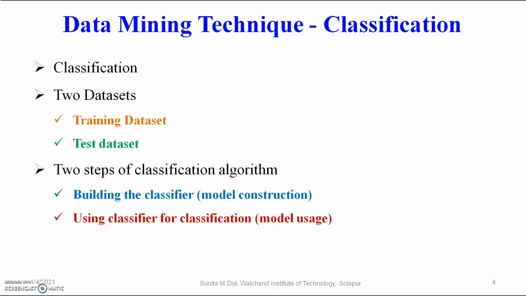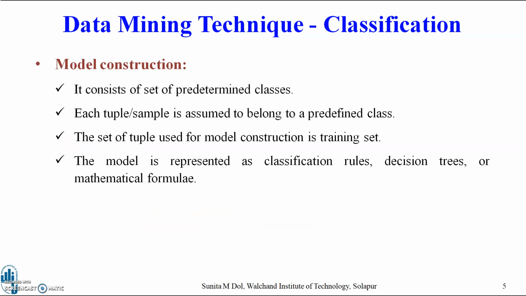There are two steps in the classification algorithm: building the classifier, that is model construction, and using the classifier for classification, that is model usage. Now consider the first step, model construction. It consists of a set of predetermined classes. Each tuple or sample is assumed to belong to a predefined class. The set of tuples used for model construction is the training set. The model is represented as classification rules, decision trees, or mathematical formulae.